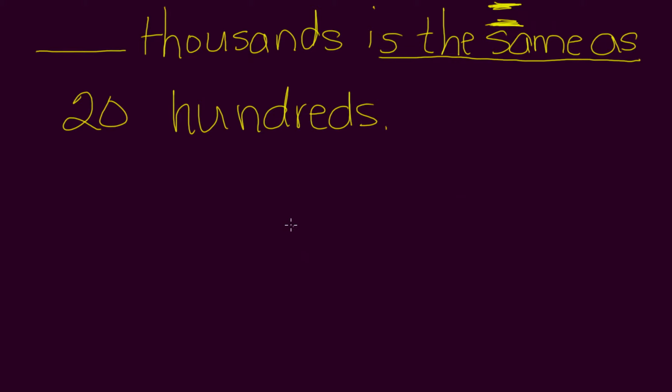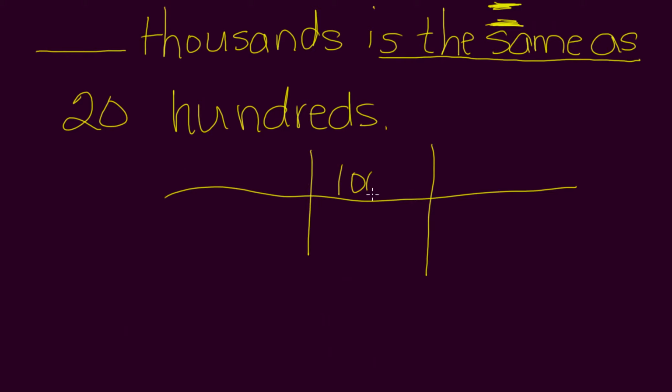Okay, so again, if you have your place value chart, here's your hundreds. This can be tens and ones. If you have 20 here, so 1, 2, 3, 4, 5, 6, 7, 8, 9, 10, 11, 12, 13, 14, 15, 16, 17, 18, 19, 20 hundreds is the same as how many thousands?